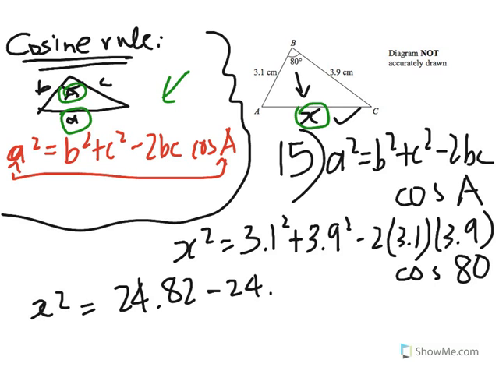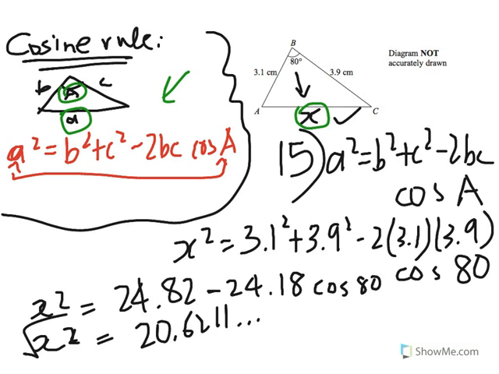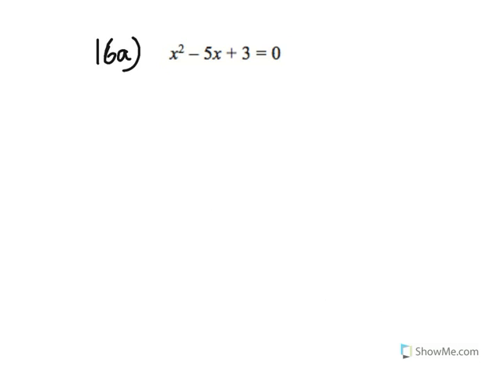Yeah, 2 times 3.1 times 3.9 is negative 24.18 cosine of 80. Now you have to put this on your calculator. You're going to get x squared is equal to something like 20.6211 and so on. If we square root both sides, x is equal to the square root of 20.6211, so x is equal to 4.54, and you have to give it to 3 significant figures. So 4.54 centimeters.